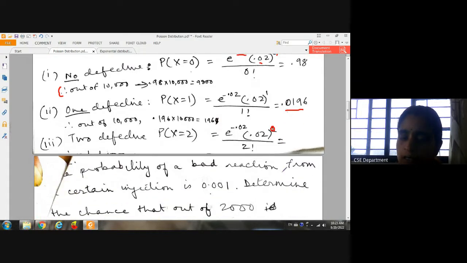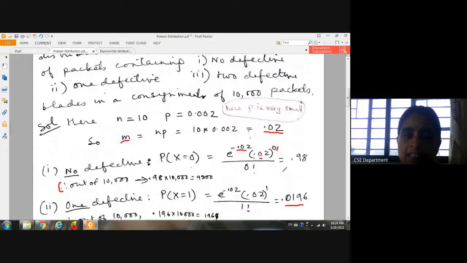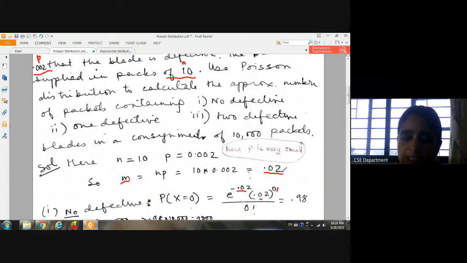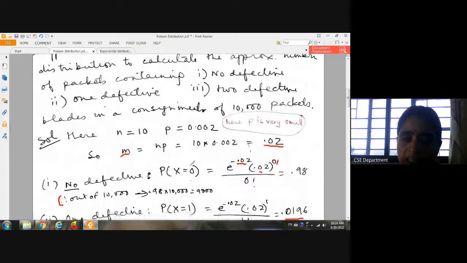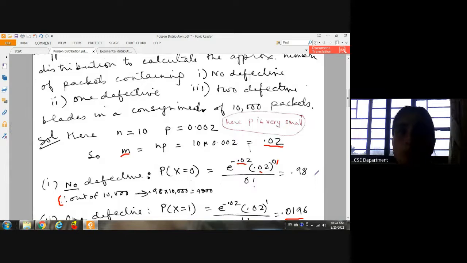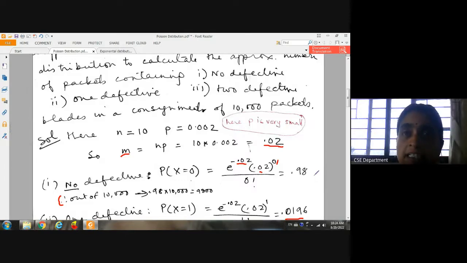Now, how to find? Now they have asked, these are the probabilities. First step, probability of 0 defective is 0.98. Now they have asked, if there are 10,000 packets and the small lorry load of packets are there, what is the number which will have 10,000 packets of blades, each packet has 10 blades.